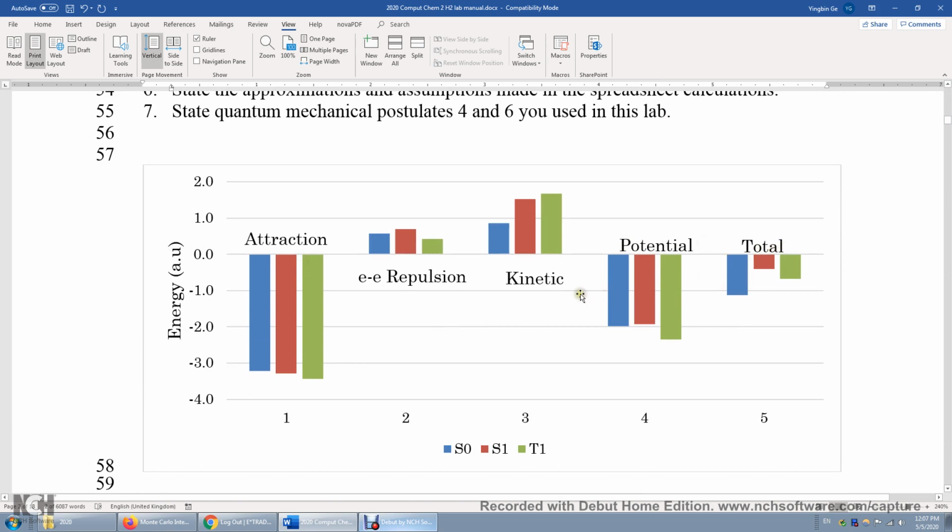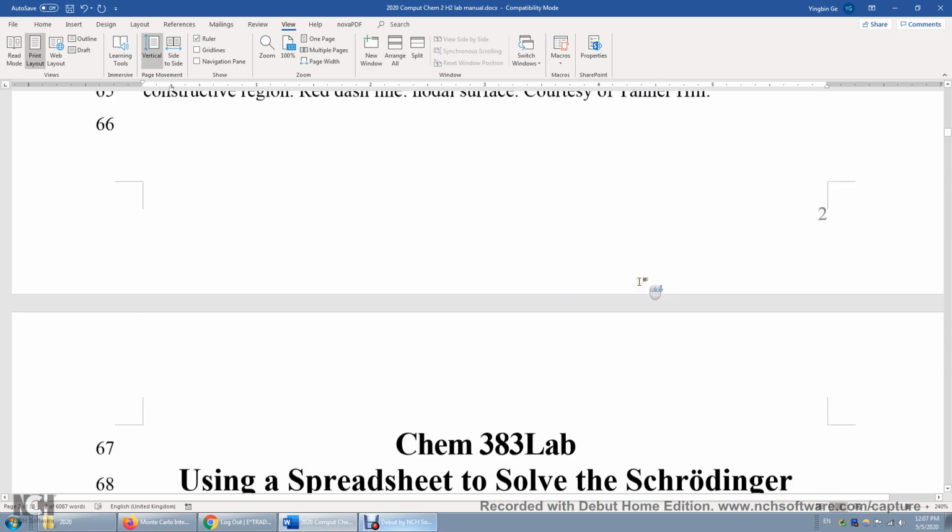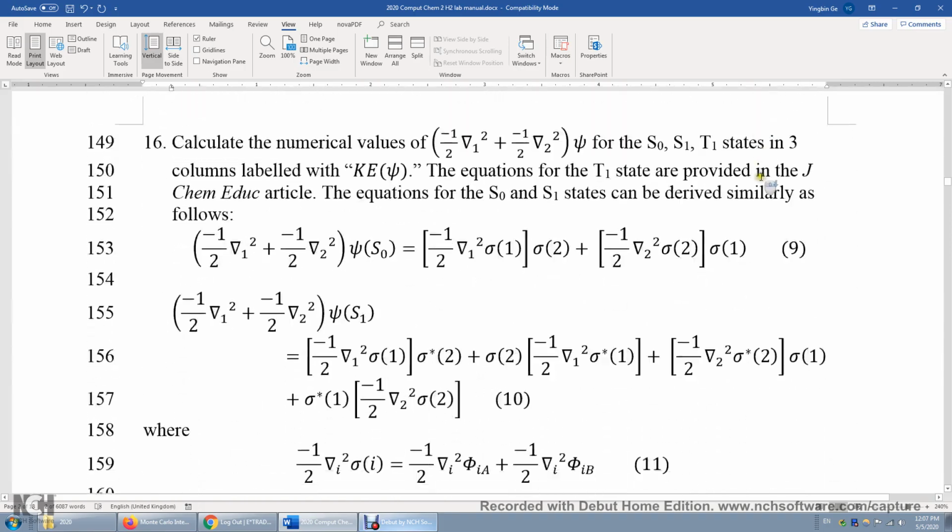total energy here, the potential energy, kinetic energy, electron repulsion, and attraction for the ground state and the first two excited states. And I want to show you the molecular orbitals here. I think this is constructive interference. This is the density. Again, since it's squared, that's the density of the electrons in hydrogen 2 versus the Z1. So Z1 is the coordinate for electron 1. And over here, you see the destructive interference. There's a node here in the middle. So something like that. Those are examples of plotting molecular orbitals.